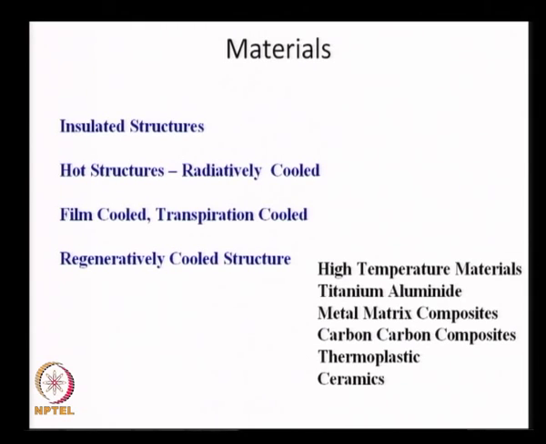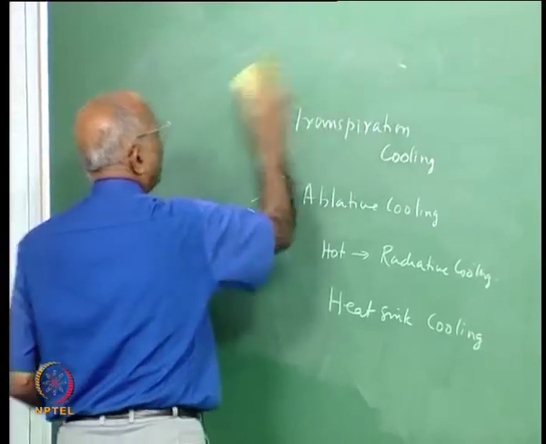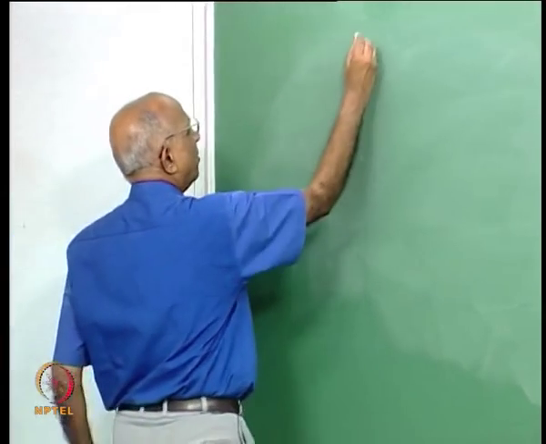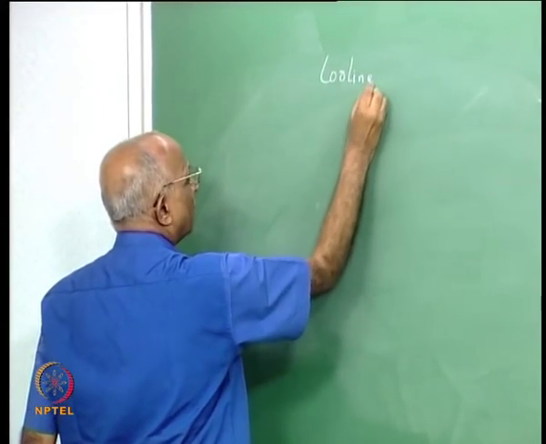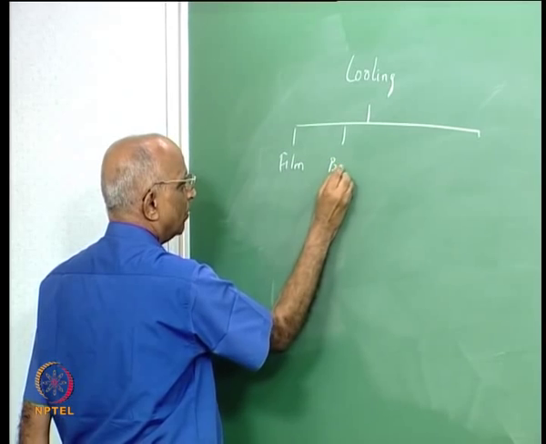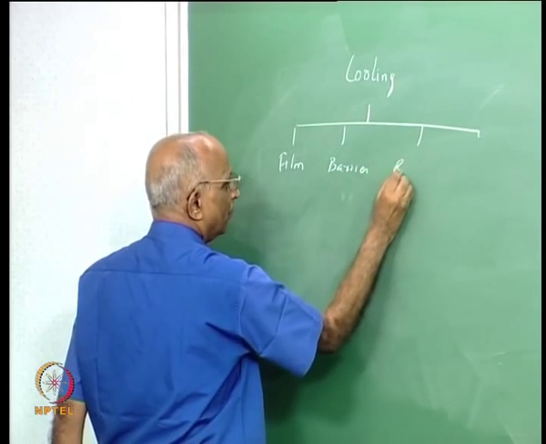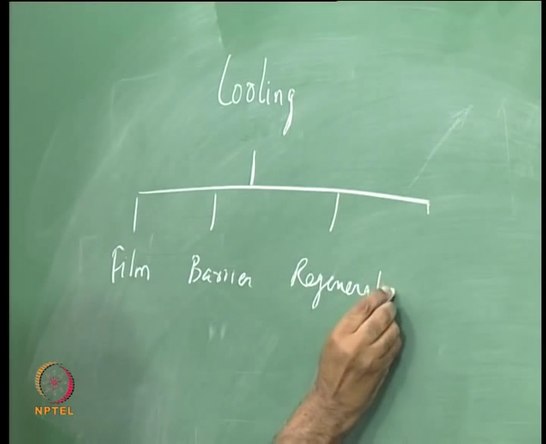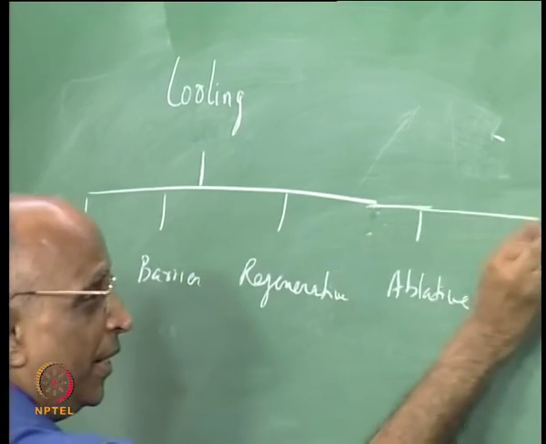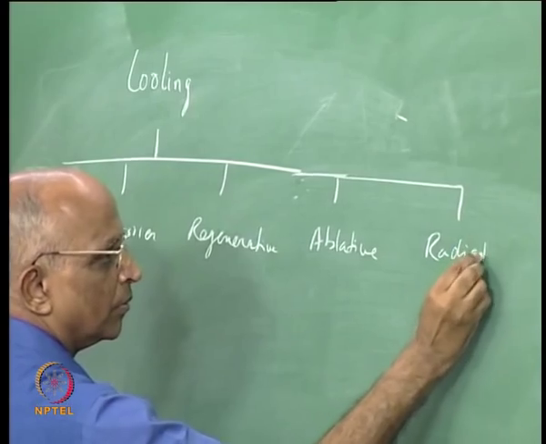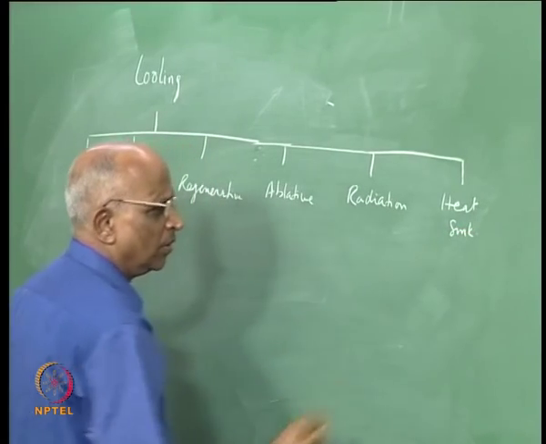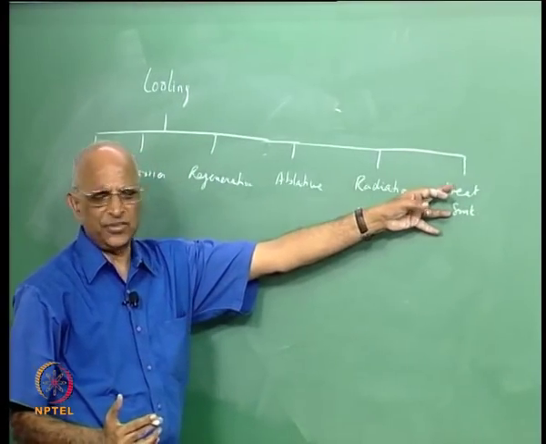Having talked of cooling and injection, what is the problem we have now created? We said cooling is important. Let us quickly go through the cooling procedures again before I put the two things together. We said the cooling could be film, could be barrier, could be regenerative, could be ablative, could be radiation, or could be heat sink. Well, heat sink is only for ground test, for short duration, transient heating.